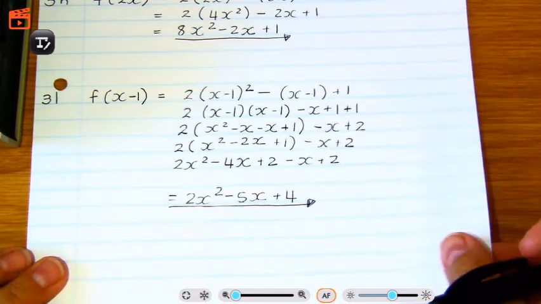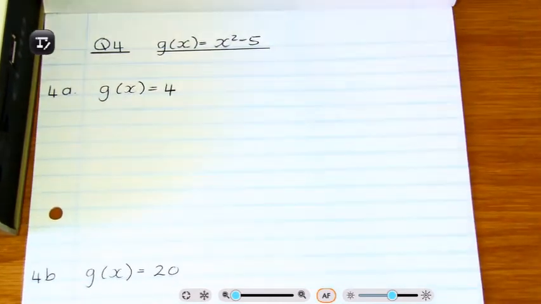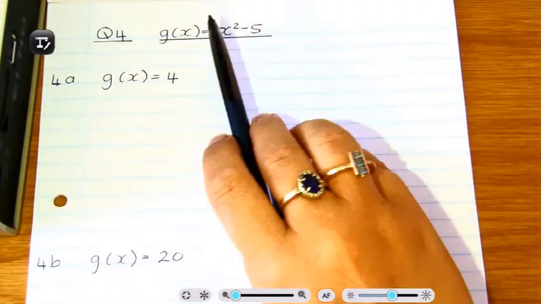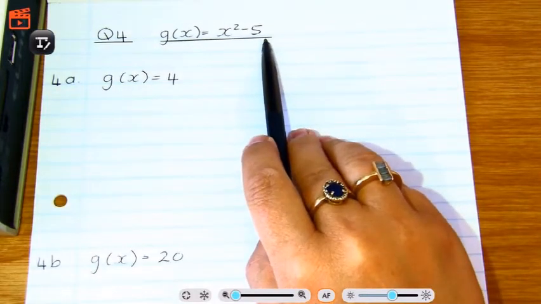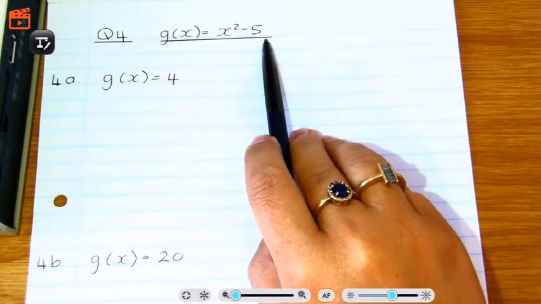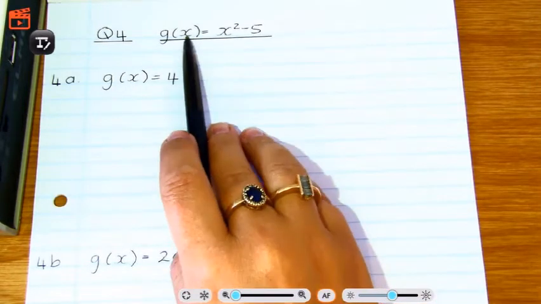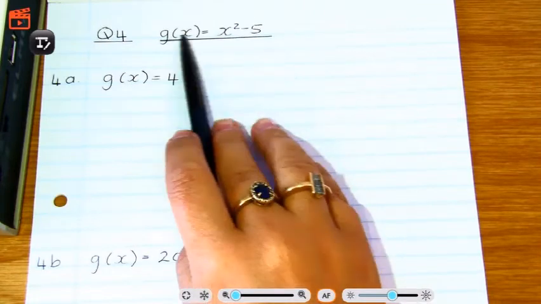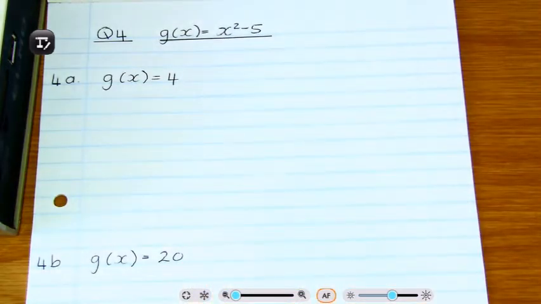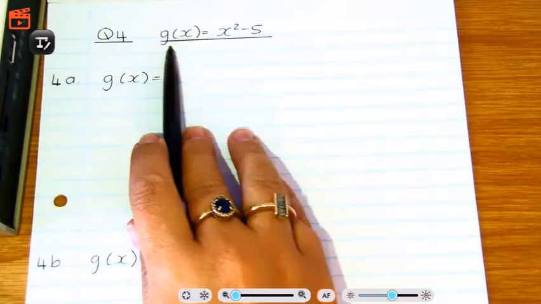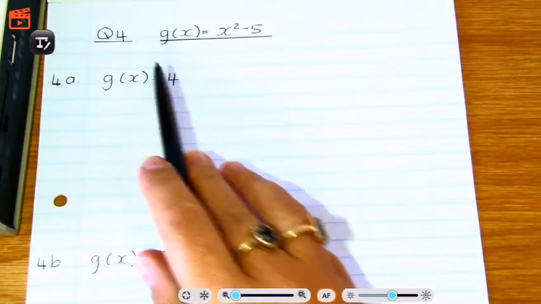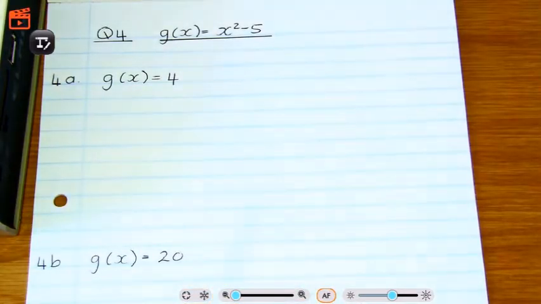Right, now I'm going to move on to question 4. Now question 4 is slightly different in the sense that they tell you the g of x is x squared minus 5. Now previously what we would have had to do is they would have asked us to work out, for example, the g of 3. And you would have replaced an x with a 3 and you would have worked out what the g of x is. Now what they've actually done is they've given us the value of g of x. So they've told us that that over there is equal to 4 and they want us to calculate x. So it's just basic equations that we're going to be doing now.